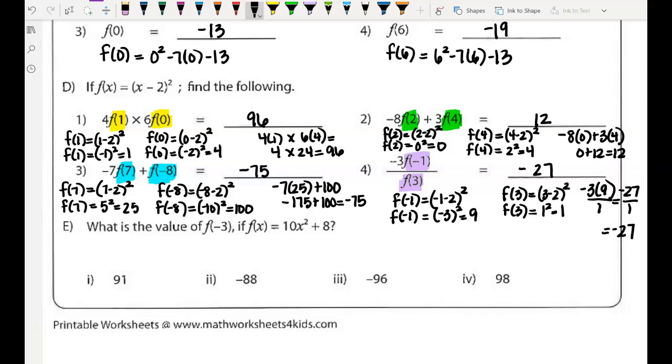So anytime they're asking you to do math with a function, you have to find out what is the value of the function first before you can do the math with it. And then E, what is the value of f of -3 if f of x equals 10x squared plus 8? I'm going to pause for a moment while you work that last one out.